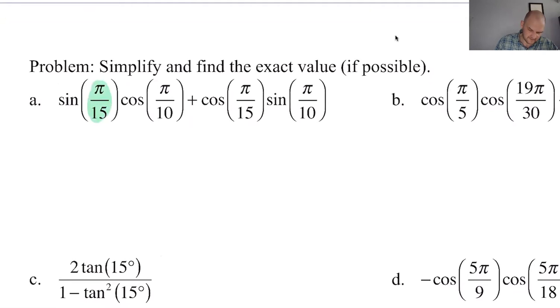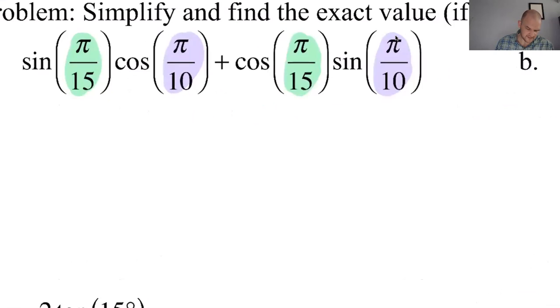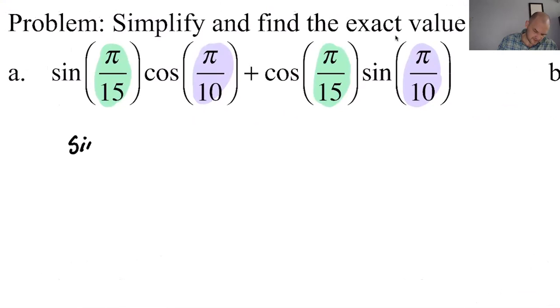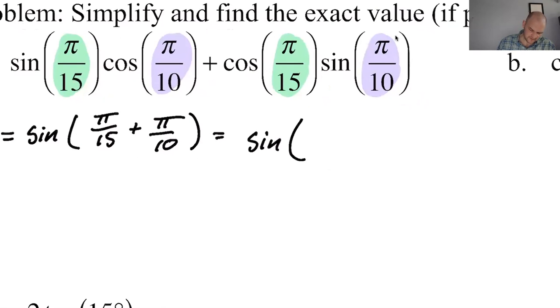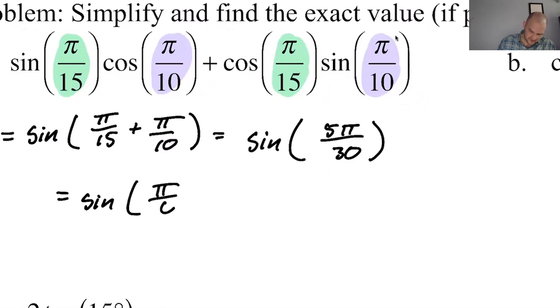So I look at them, and I'm looking for commonalities, things that I expect. I see pi over 10 and pi over 15. I have sine, cosine plus cosine, sine. So I know that that's going to be the sine of the sum, sine of a plus b. So pi over 15 plus pi over 10, and that's the sine of, we're going with 30, 2 pi over 30 plus 3 pi over 30, 5 pi over 30. So it's actually the sine of pi over 6. So this craziness is just 1/2, right?